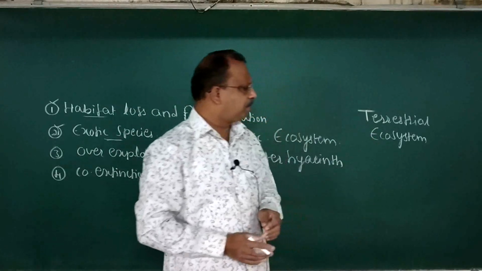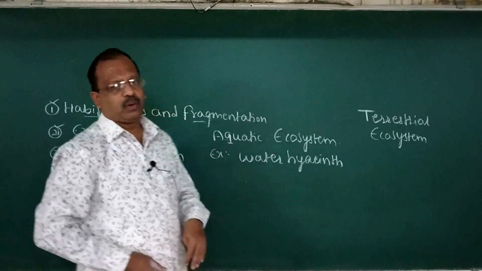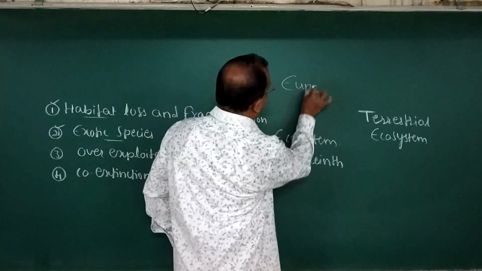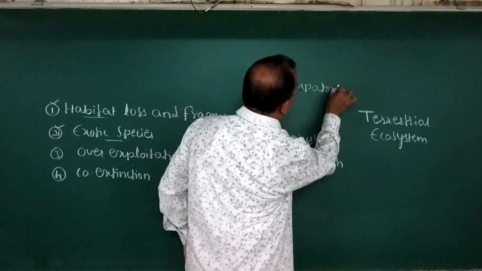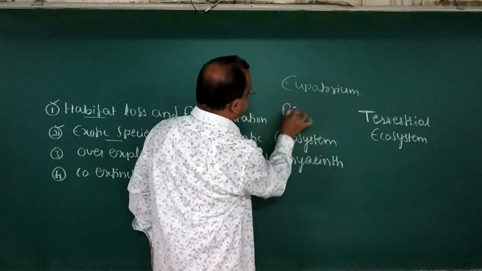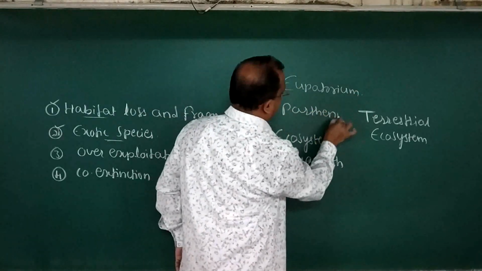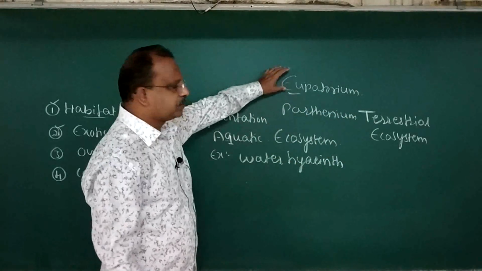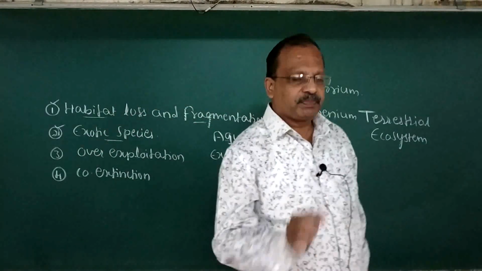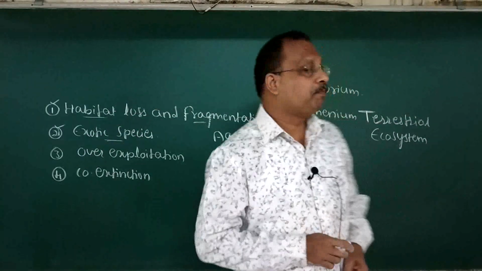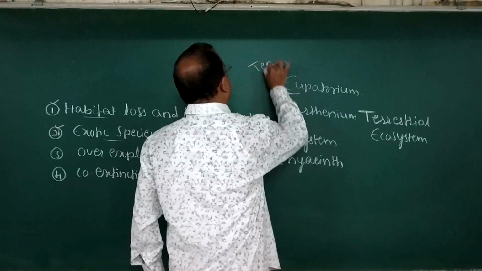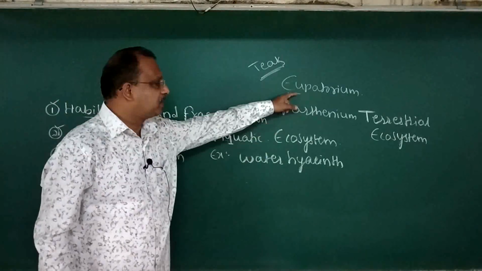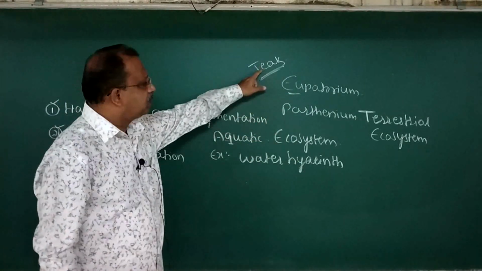Next, I will provide you two examples for the terrestrial ecosystem. So the first example under a terrestrial ecosystem is Eupatorium. In northeast areas, Eupatorium has reduced the teakwood plants.